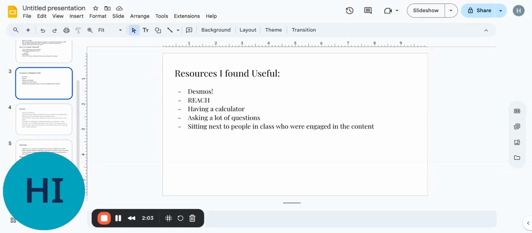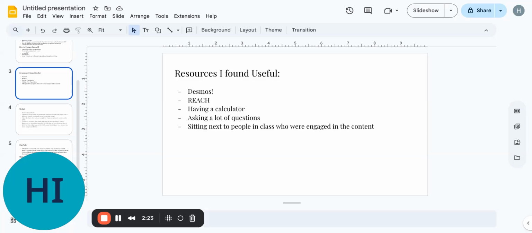Another resource is Reach, which is a tutoring resource at U of L. You're able to just walk in whenever you want. Obviously, they have hours, but it's pretty open. I think it's somewhere around 8 to 5. And yeah, you're able to just walk in. I usually went there for my homework assignments, and they helped me.